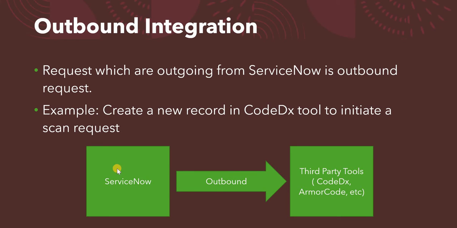Next is outbound integration. Requests which are outgoing from ServiceNow is outbound integration. Whatever request is going out from ServiceNow is outbound integration. For example, if ServiceNow wants to retrieve data from CodeDX or Armor Code or some other third-party tool, then we use outbound integration. I hope inbound and outbound integrations are clear to you.